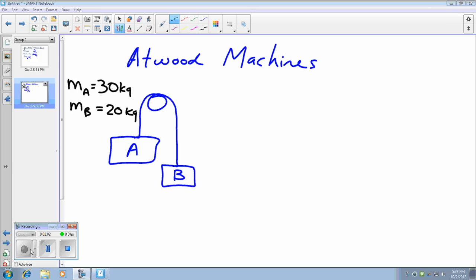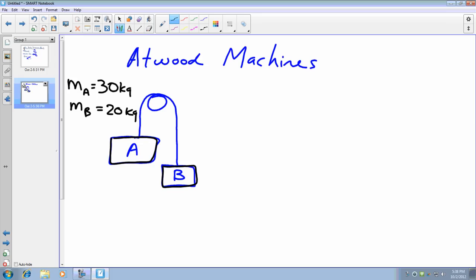Now, if you recall from last year in honors physics, you may have been faced with a scenario in which you were canceling out tension, and that's how you found your acceleration value. But let's focus on the conceptual side of all of this. We know that we've got a mass of 30 kilograms for object A and a mass of 20 kilograms for object B. So I'm going to ask you two questions.